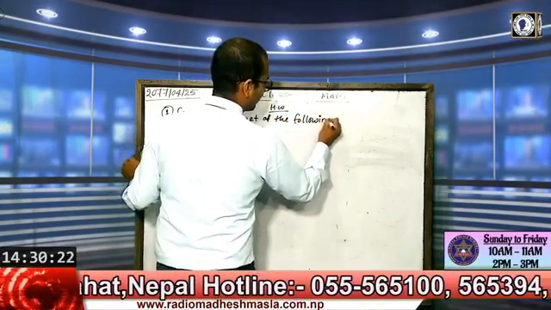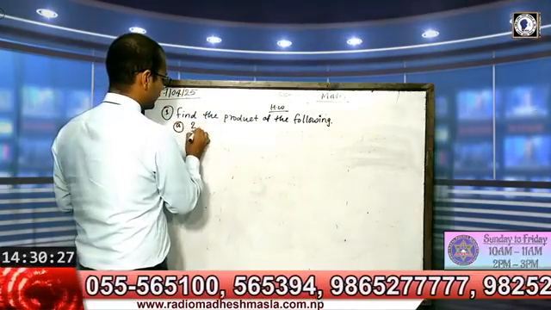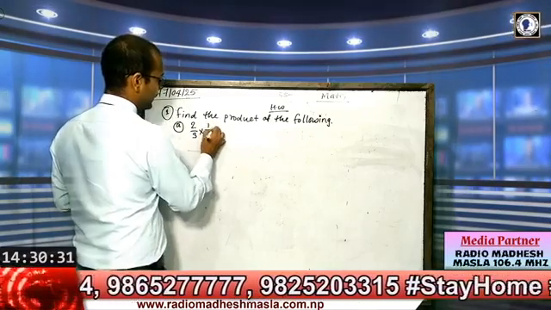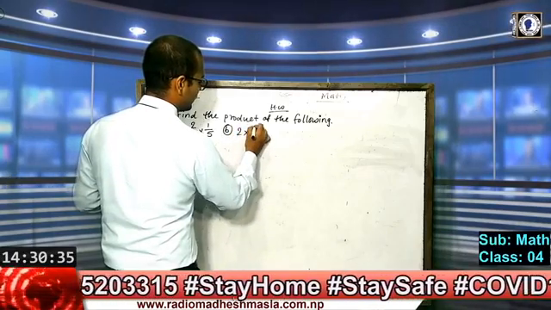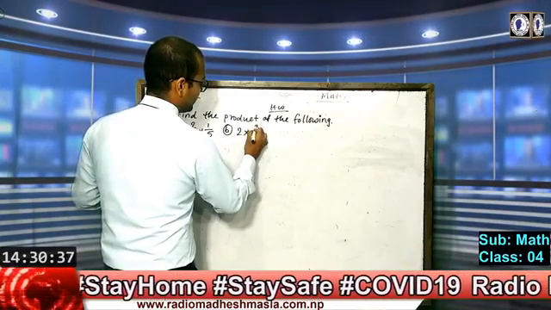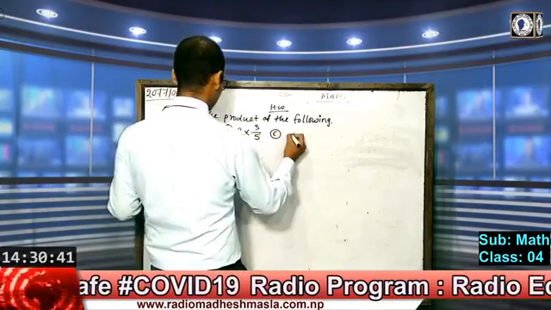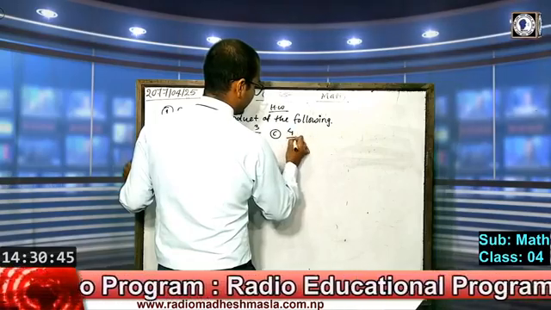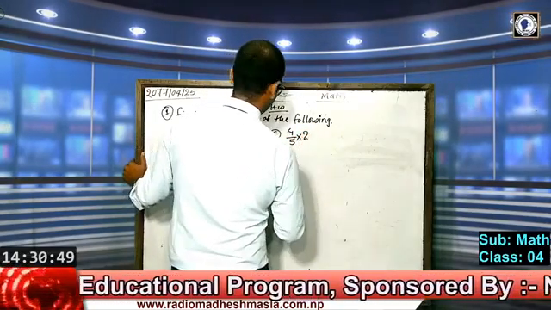the following. Yes, and you have questions A, 2/3 into 1/5. Question number B, 2 into 3/5. Question number C, 4/5 into 2.